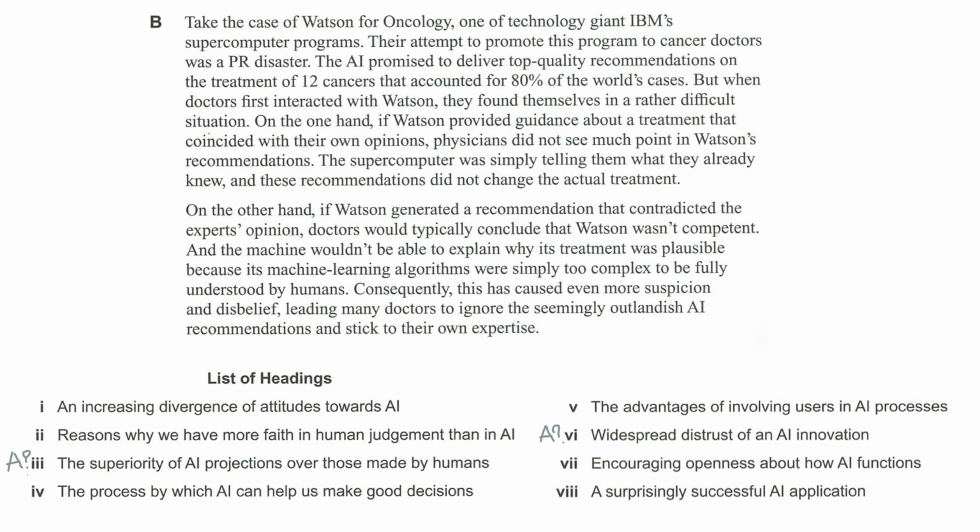Section B. Go ahead and pause the video. It looks like header 6 actually belongs to B, this section. Widespread distrust in AI innovation. And indeed, we've read that doctors didn't trust Watson at all. When Watson gave the same recommendation as doctors, they didn't count it. When it gave a different recommendation, they concluded it was incompetent. And this created even more suspicion. I'm pretty sure it's B6. And this means that the best header for section A is 3.